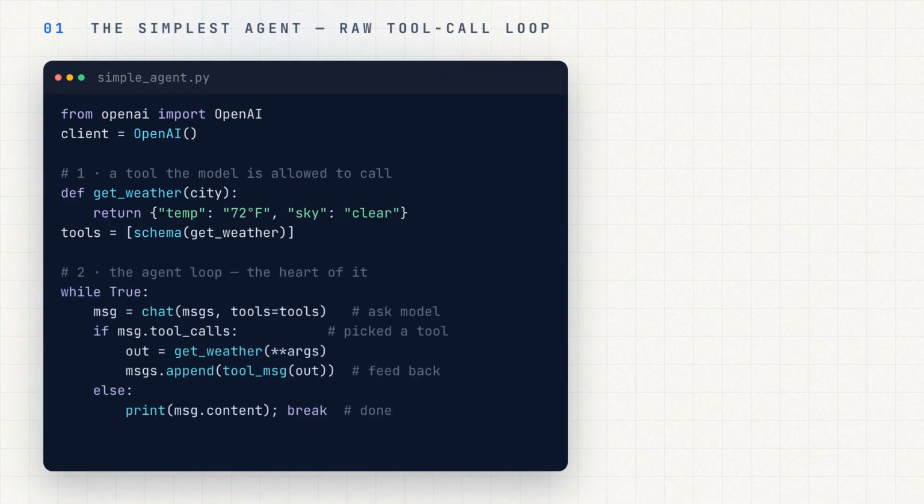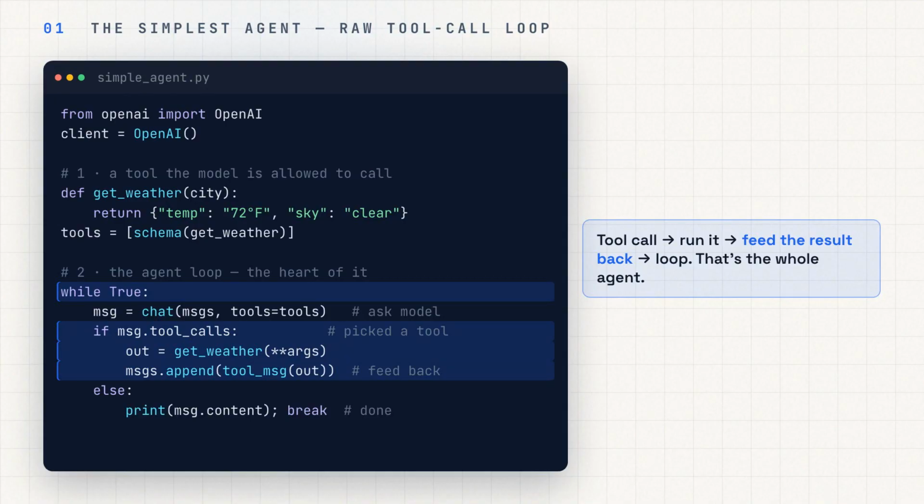Now this is the heart of everything, the agent loop. We send our messages to the model with the tools attached. Then we check. Did the model ask for a tool? If yes, we actually run it and feed the result right back into the conversation. Then we loop. If not, it's ready with an answer and we break out.